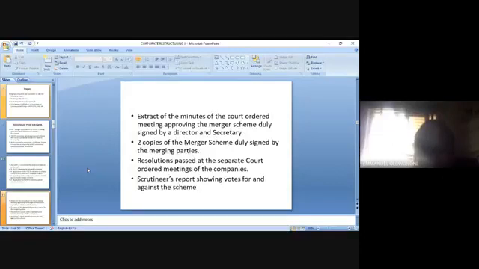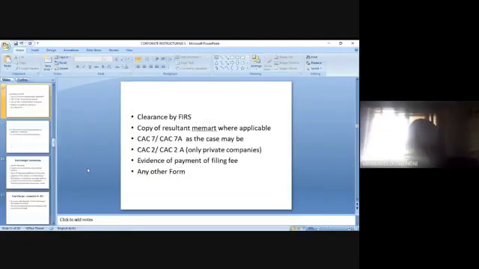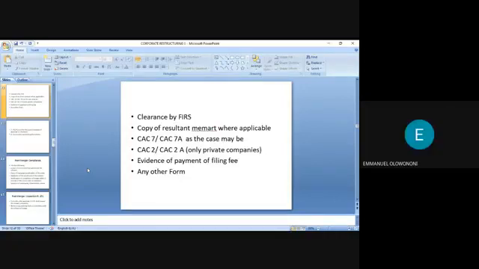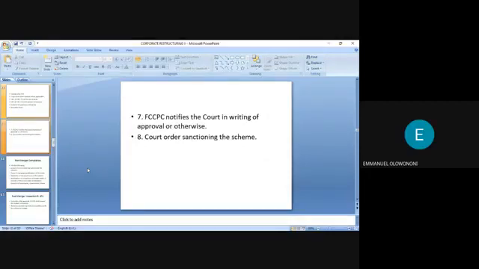All right. So these are the items. They require clearance by FIRS, because sometimes when companies merge, depending on the stage, at the financial period of the year at which they merge, it could result in loss of payment of taxes and what have you. So there must also be clearance from FIRS, a copy of the resultant memo where applicable, then CAC 7, CAC 7A, CAC 2, CAC 2A in respect of private companies, and evidence of payment of filing fee and any other form, including FCCPC, notifying the court in writing of the approval or otherwise.